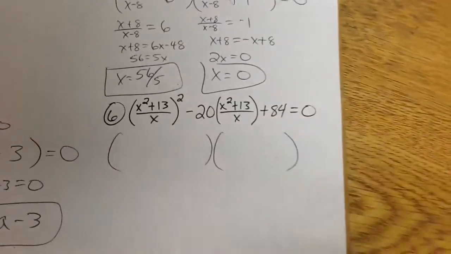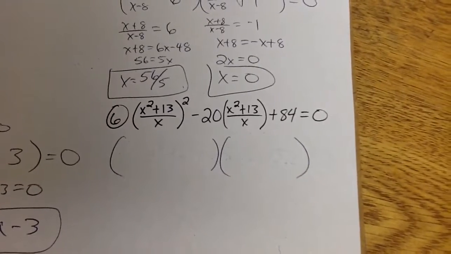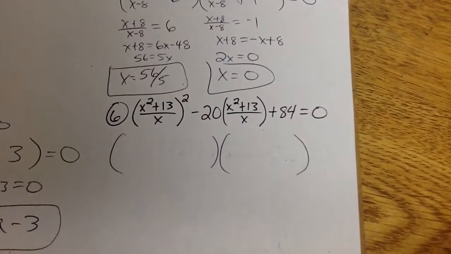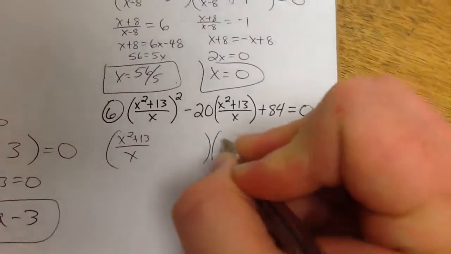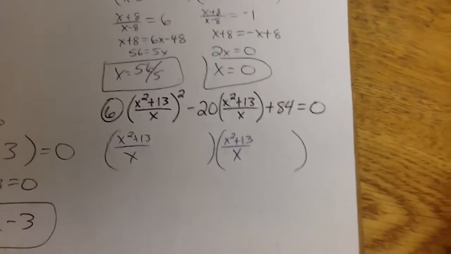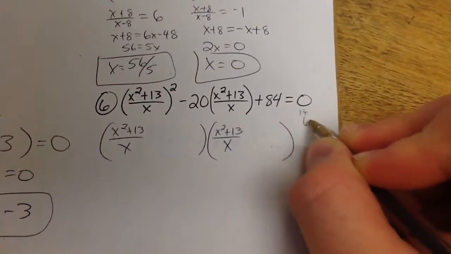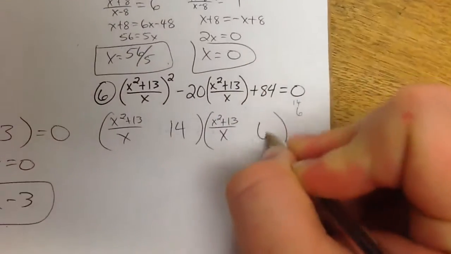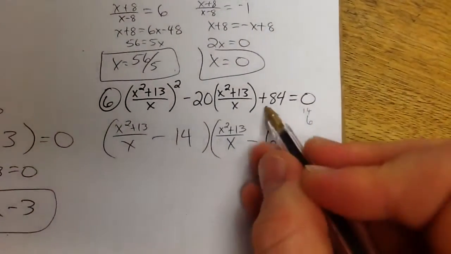Let's see what multiplies to 84 and adds to negative 20. 21 times 4, no. This one might take 12 times 7. That doesn't work. I don't know. X squared plus 13 over x. What else multiplies to 84? 6 times 14? Is that 20? Yeah, there we go. 14 and 6, and both negative, so that it's negative 20. Negative times a negative is positive 84.